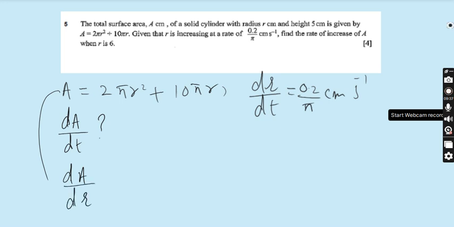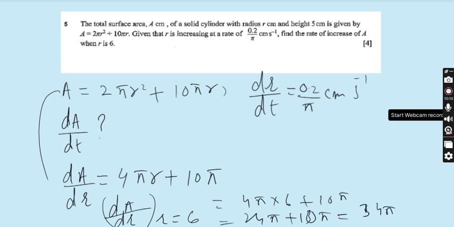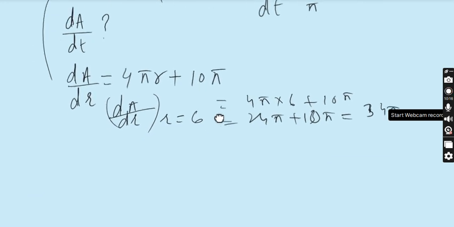Very easy. First find dA by dr, the derivative of A with respect to r. So the derivative of 2 pi r square is 4 pi r, plus the derivative of 10 pi r is 10 pi. Substitute r equals 6: 4 pi into 6 plus 10 pi. 4 sixes are 24 pi, plus 10 pi is 34 pi.